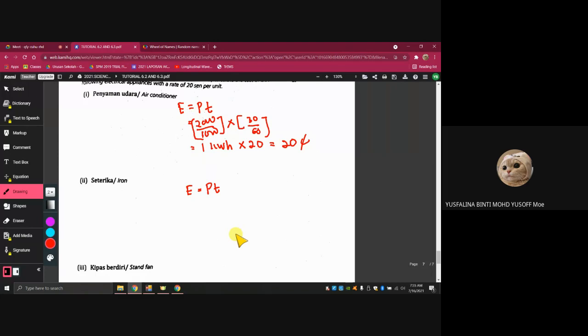RM 10 cent. Okay, so let's check. The power here is 1000, so 1000 divided by 1000, and the time is the same, 30 divided by 60. I need to change to hour, so you will get 0.5 kilowatt hour. Then multiply by 20, so you will get 10 cent here. Okay, very good.